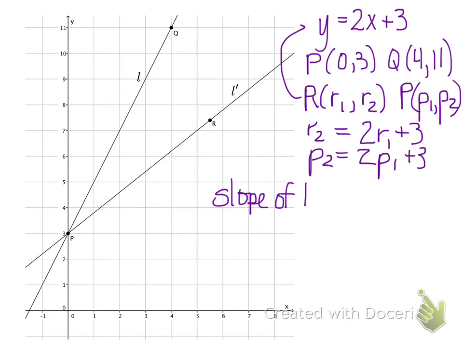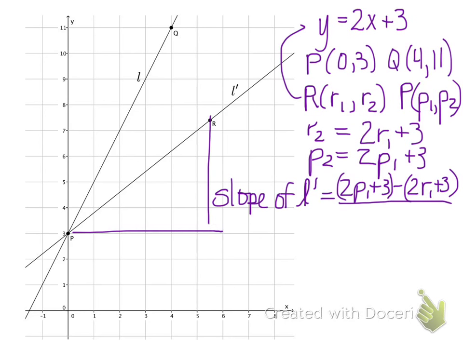So now we can write an expression for the slope of L prime. And remember, we want to show that it's 2. So the slope of L prime is the difference in the y-coordinates. So we've got 2P1 plus 3 minus 2R1 plus 3. I'll put parentheses around that. Divided by the difference in the x-coordinates. Remember, it's this ratio right here. So the difference in the x-coordinates is going to be P1 minus R1.